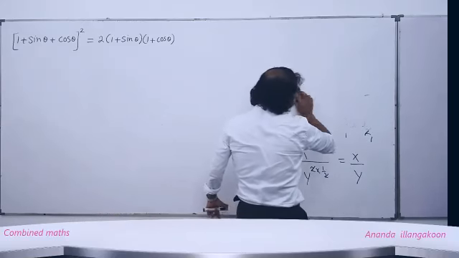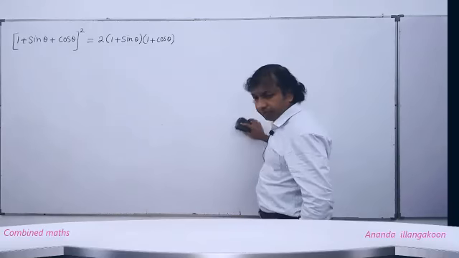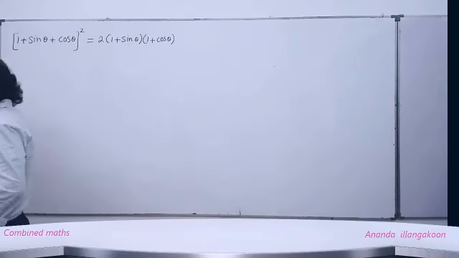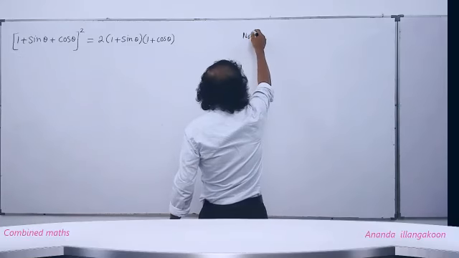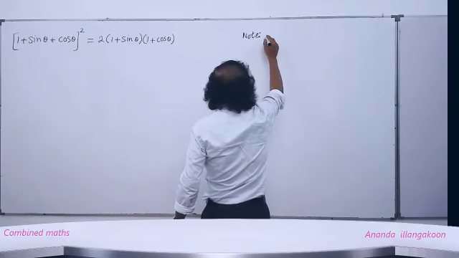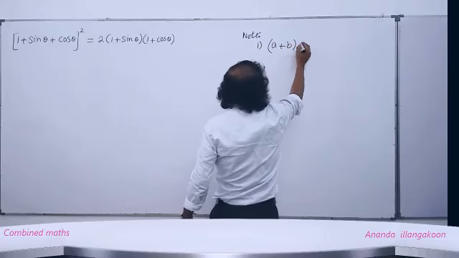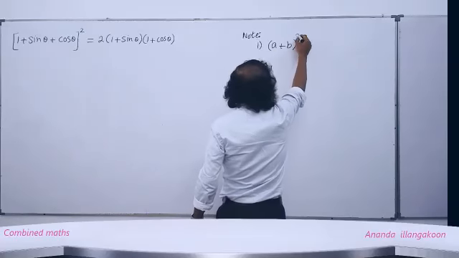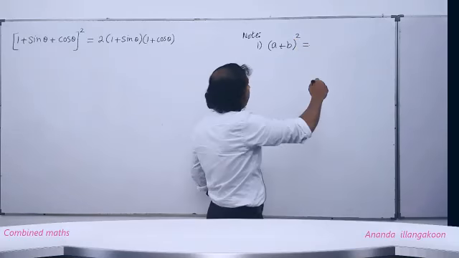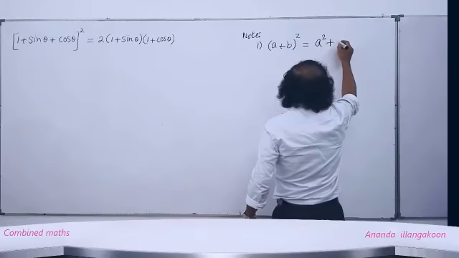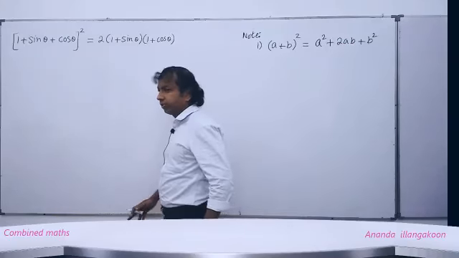Yeah, people, here we start like this. People, you know, we can write this as a note. Note number 1. You know how to take the perfect square of a plus b. a plus b to the power 2. What is this, people? It is a squared plus 2ab plus b squared.